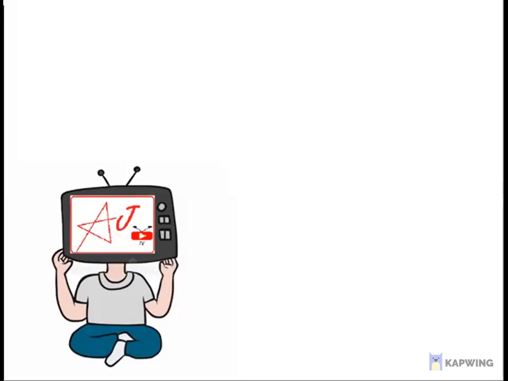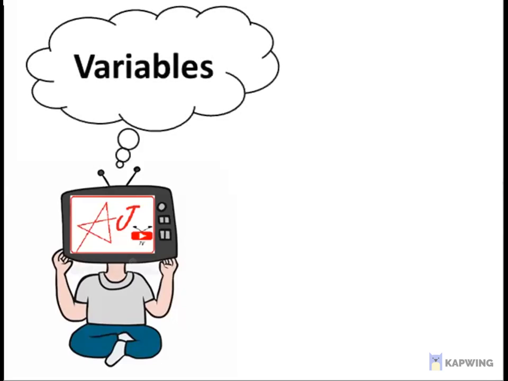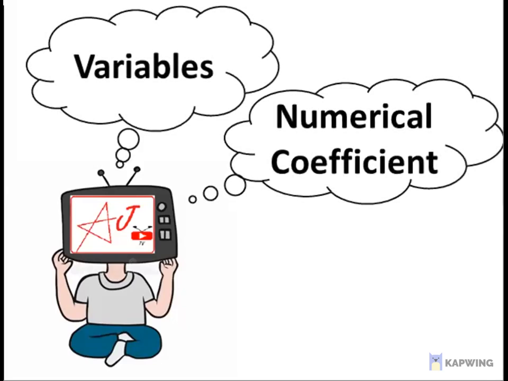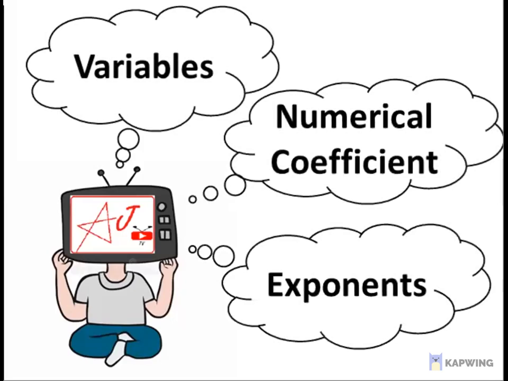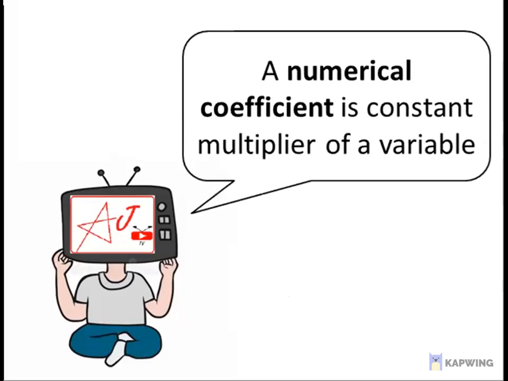Before we proceed to our main topic for today, let us talk about first the basic terms in mathematics. And what are those? So we have the variables, numerical coefficient, and the exponents. When we say numerical coefficient, it is a constant multiplier of a variable. So in simpler terms, ito lang po yung number na nasa tabi ng variable. Example dito sa given term na 2x raised to the fifth power, ang numerical coefficient here is 2.